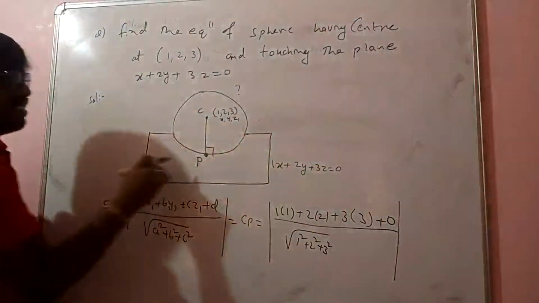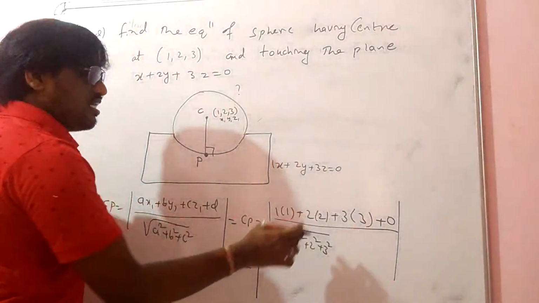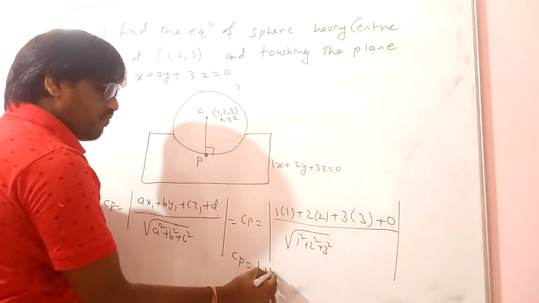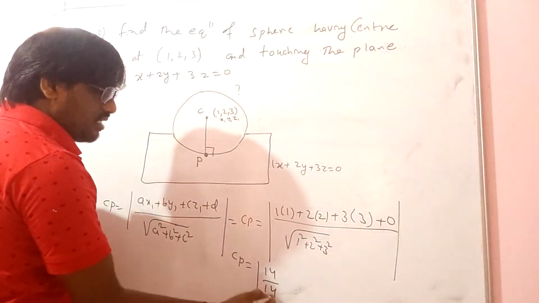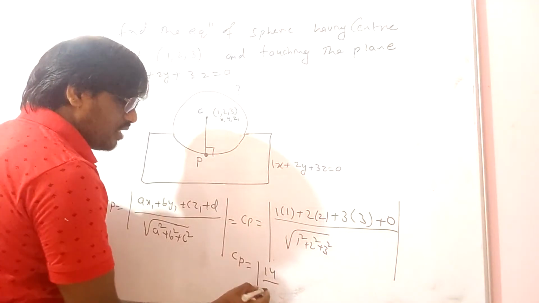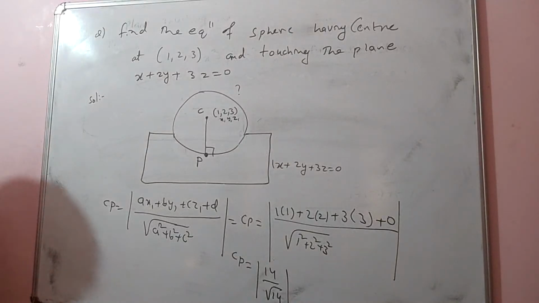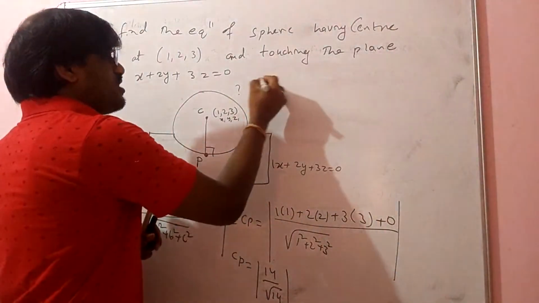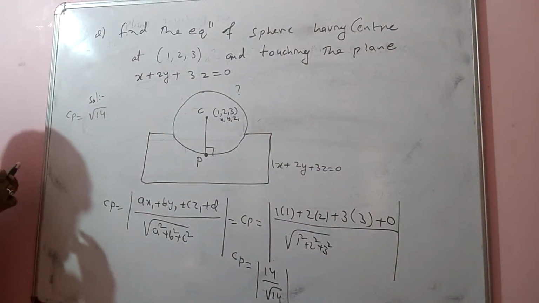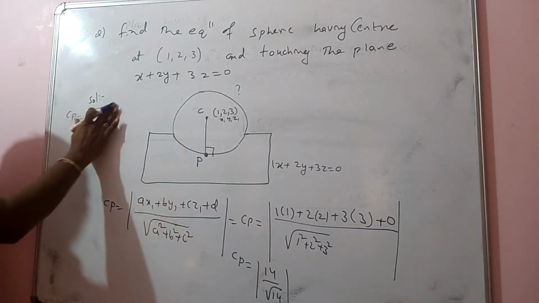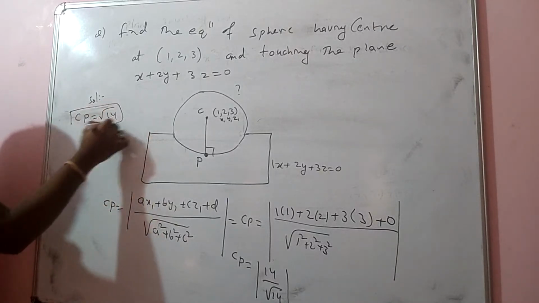So I am going to get this distance. How much is the CP distance? 2 2s are 4, 3 3s are 9, 9 plus 1 is 10, plus 4 is 14. So 14 by the square root of 1 plus 4 plus 9, which is 14. I am getting root 14 by 14, correct? If I cancel this, the length of CP will be root 14, because 14 can be written as root 14 into root 14, so they cancel out. So the length of CP is root 14, meaning the radius is root 14.